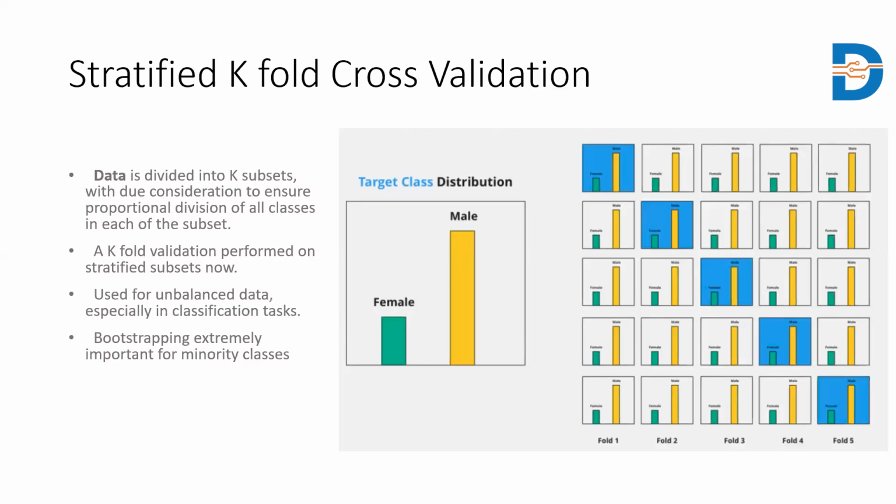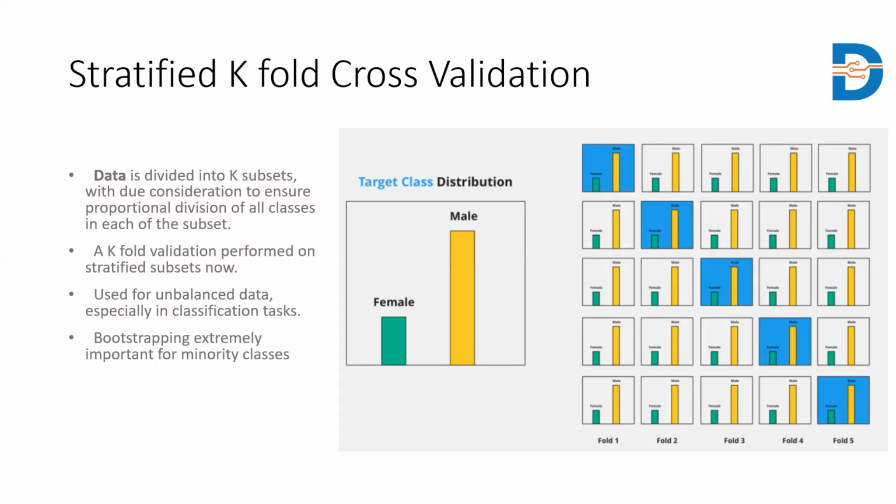Next, we have the stratified k-fold cross-validation technique. This stratified k-fold cross-validation is applied particularly in classification tasks where the target class is highly unbalanced or skewed. The technique is very similar to k-fold cross-validation, except that in each of the subsets, we ensure that proportional representation of all the target classes is present.